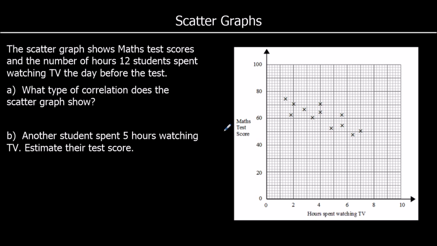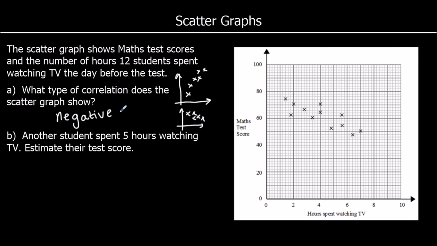So what type of correlation do we have? If we have a scatter graph that as one goes up, the other one goes up, we call that a positive correlation. But in this case, as one goes up, the other one goes down. So that's a negative correlation. So this is a negative correlation.